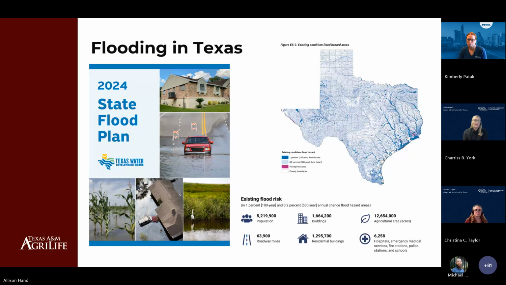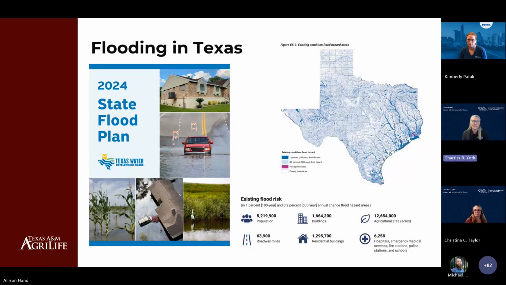So basically, we see flooding everywhere in Texas, and this map does not necessarily account for localized flooding that we see related to stormwater. So no matter where you're located, in the last 10 years, you have probably experienced or been very close to somewhere that experienced flooding. No matter where you live, you are not safe from flooding.